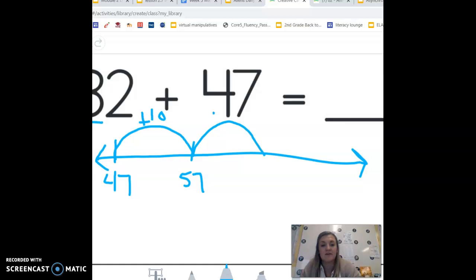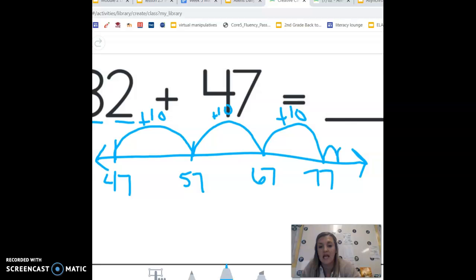And 57 plus 10 is 67. And 67 plus 10 is 77. So I made my 3 jumps of 10. Now I have to do my 2 jumps of 1. So I can go 77, 78, 79. So 32 plus 47 is 79.